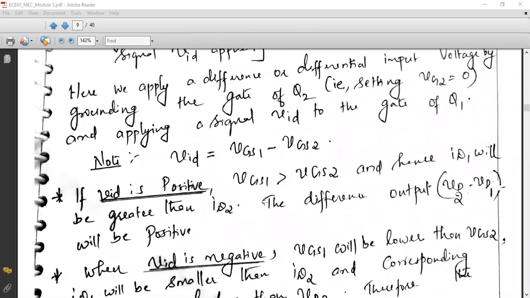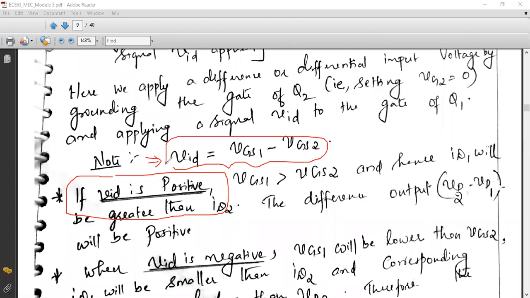So case one, all of you write case one. What will happen when VID is positive? VID is positive. We are giving a positive voltage to the gate of the MOSFET, and at the same time the gate of Q2 is at 0. Then VID can be written as the difference between VGS1 and VGS2. VID is called the differential input, which is nothing but the difference between the two input voltages.